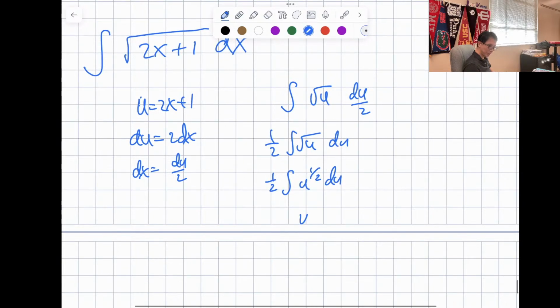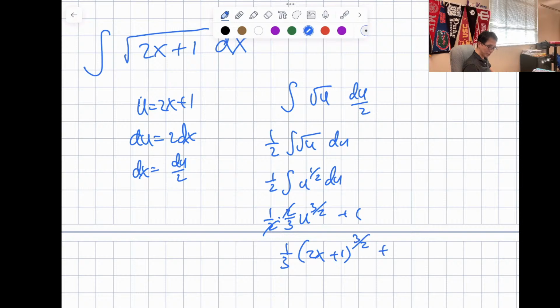And that's u to the 3/2, 2 over 3 times 1 over 2 plus c, so it'll be 1 over 3 times 2x plus 1 to the 3 over 2 plus c.